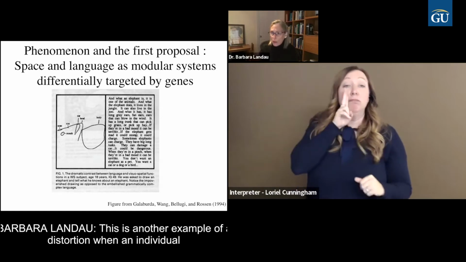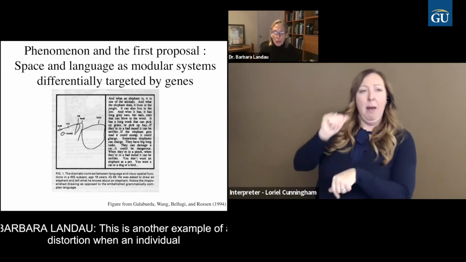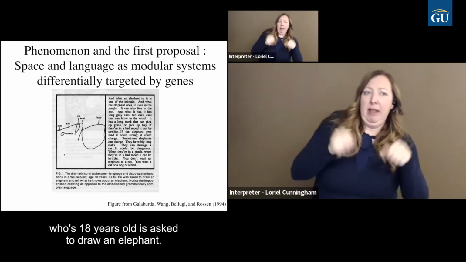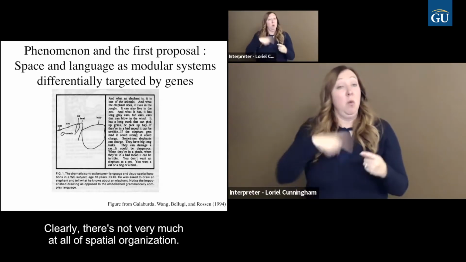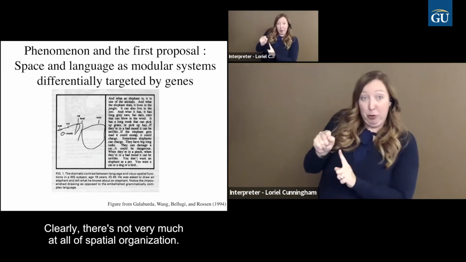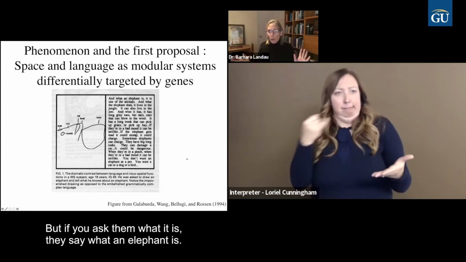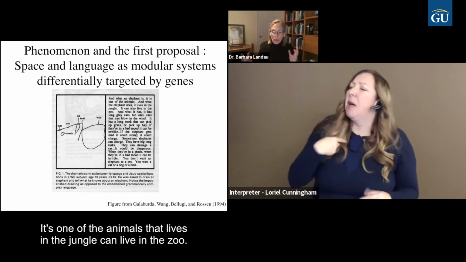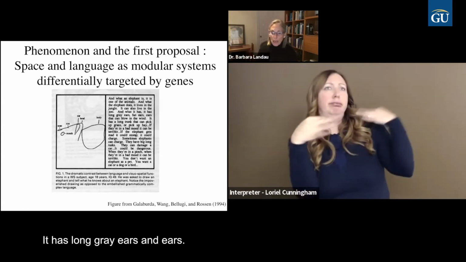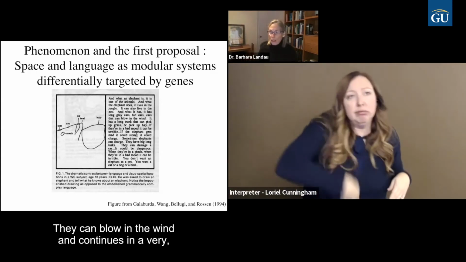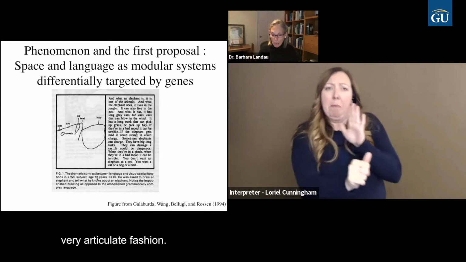This is another example of a big distortion. When an individual who's 18 years old is asked to draw an elephant, clearly there's not very much spatial organization. But if you ask them what it is, they say what an elephant is: it's one of the animals, it lives in the jungle, it can live in the zoo, it has long gray ears, fan ears, they can blow in the wind, and continues in a very, very articulate fashion.